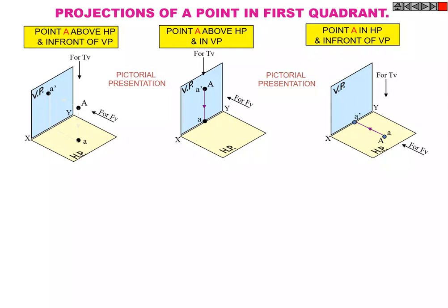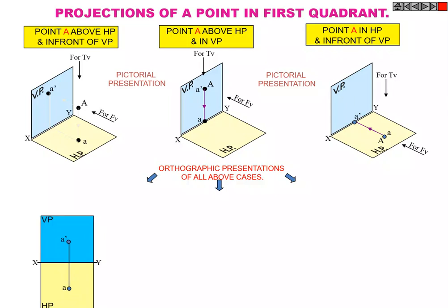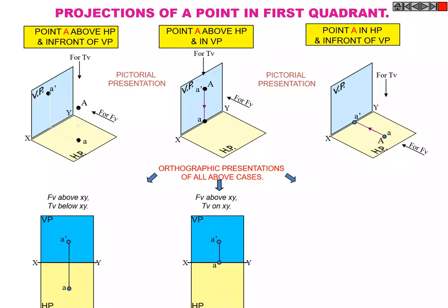A point is above HP and in VP. A point is in HP and in front of VP. Like these three cases you will be able to get. Going to the pictorial representation of all three cases, you are supposed to rotate the horizontal plane at 90 degrees, so that you will be able to get it in the 2D plane.